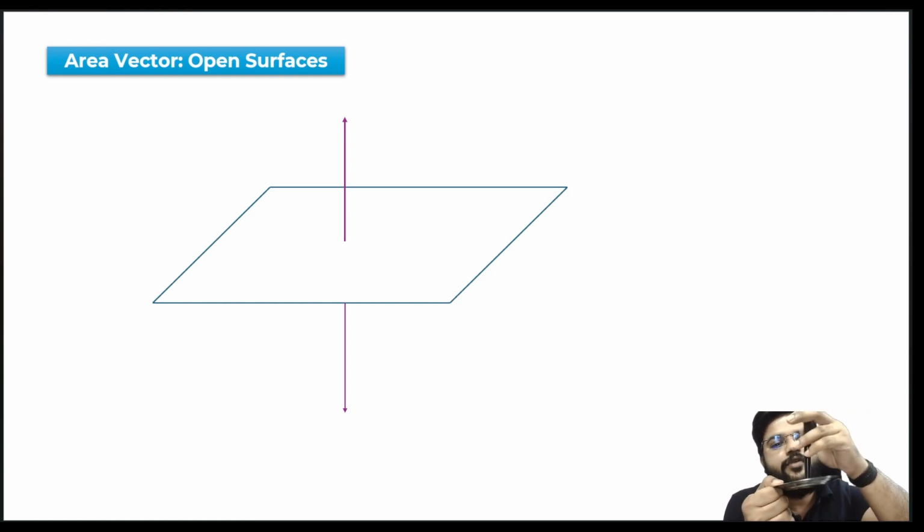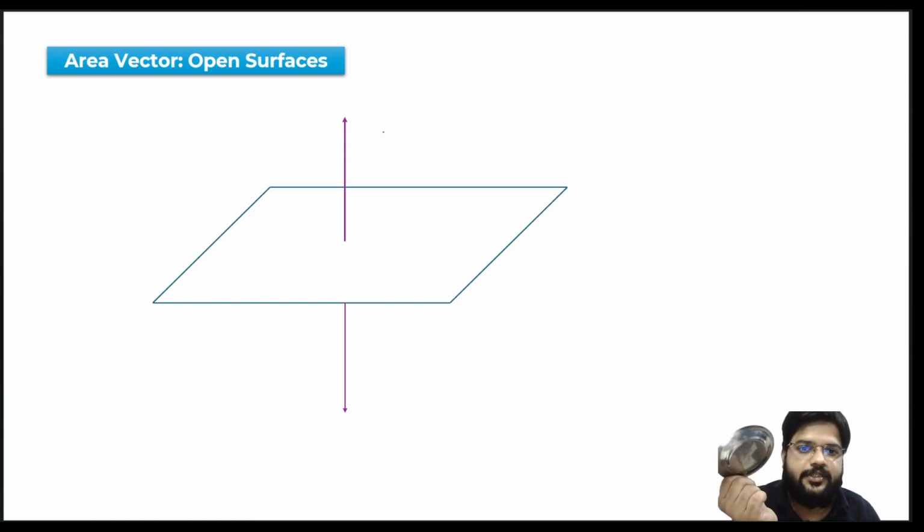If I'm considering upward is positive, then downward will be negative. And if I'm considering downward is positive, then upward will be negative. Remember this. So here we have an open surface and I'm considering upward is positive, then downward is negative. And keep this in your mind: area is a vector quantity.